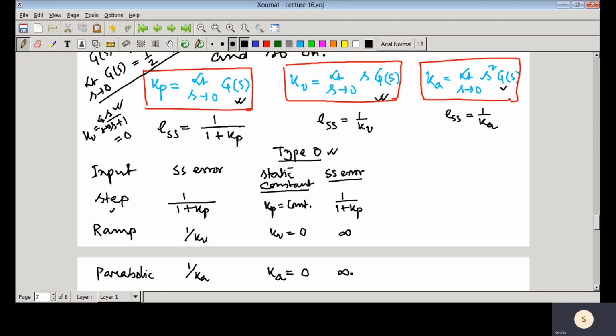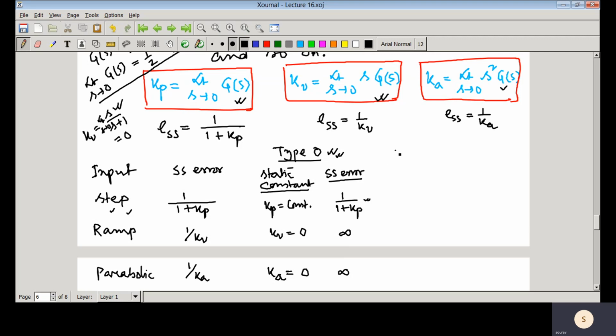this is infinity. So you understand that whenever you have a unity feedback system, and you apply say a step input, and your system is a type 0 system, the transfer function that you have taken does not have any pole at origin, then you have some steady state error in case of step input, but in case of ramp and parabolic, that steady state error will be infinite.